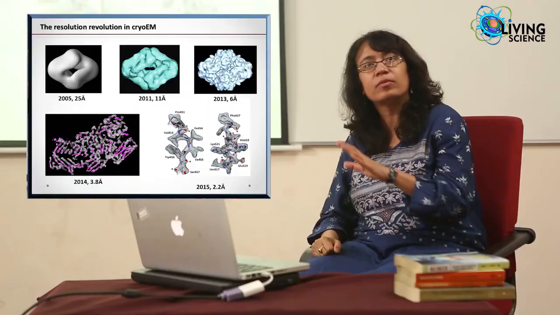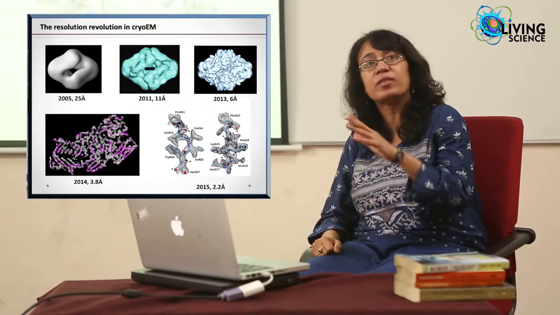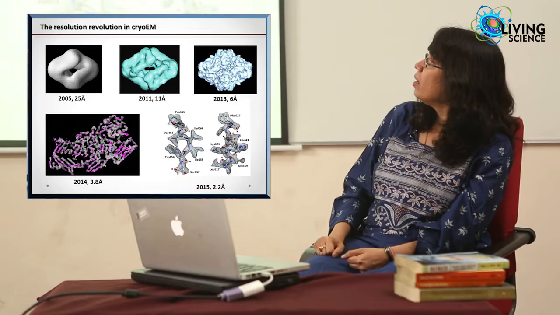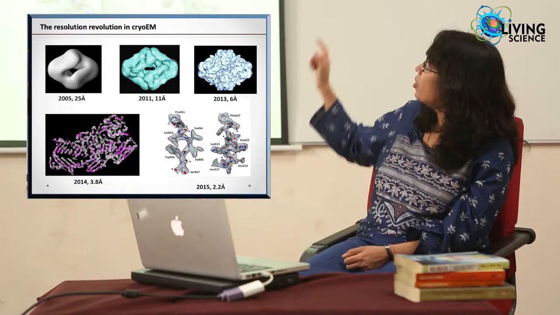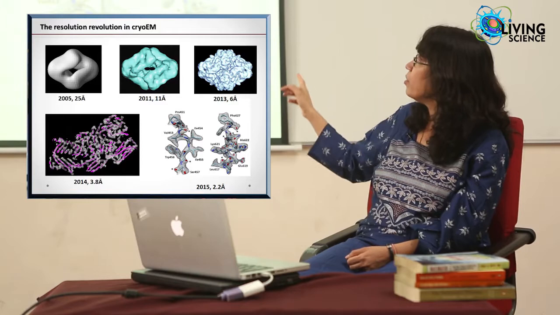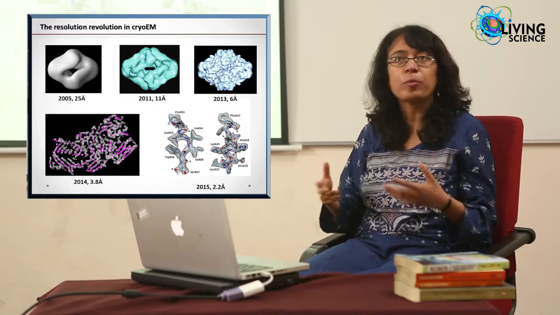You can tell the overall shape of the molecule, but you really cannot visualize the finer details of the protein. Now, in 2011, the same structure was solved at 11 angstrom. In 2013, at 6 angstrom. In 2014, at 3.8 angstrom. And then in 2015, at 2.2 angstrom. So as you can see, the features are becoming more and more defined as the resolution is improving.